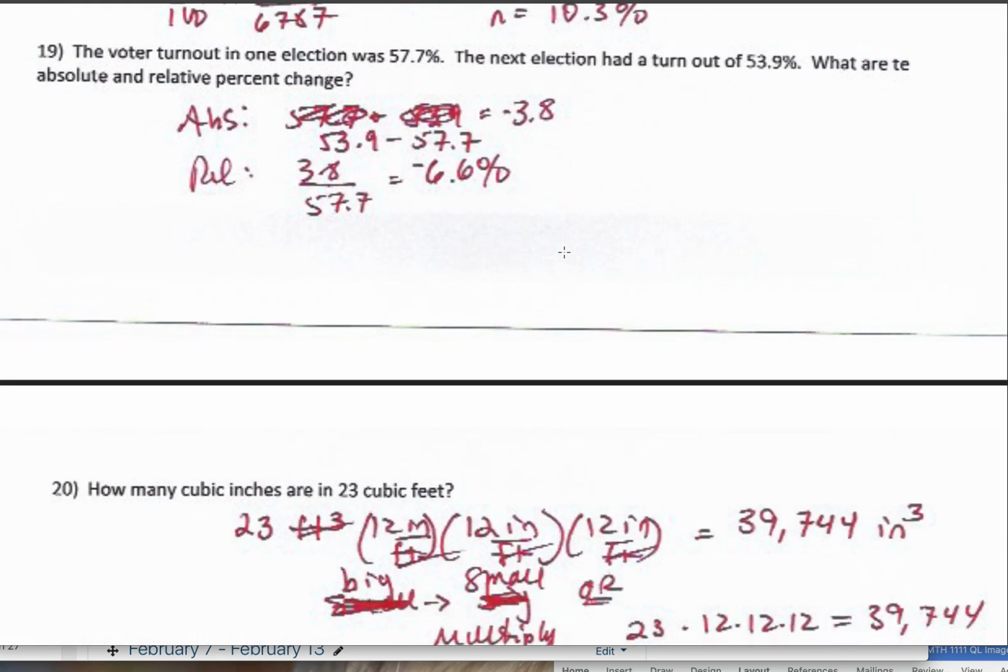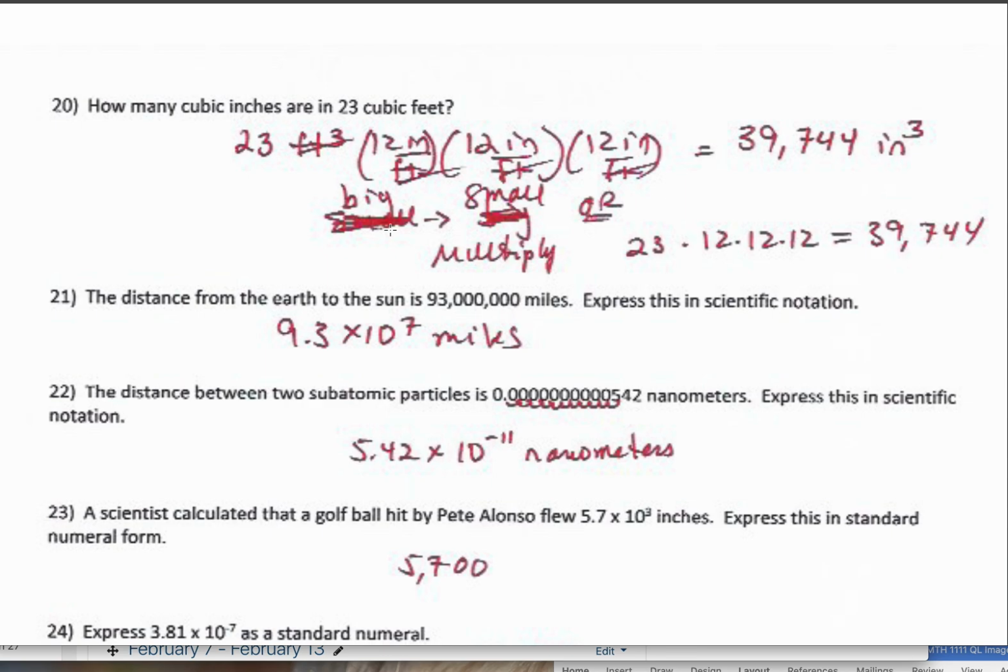Number 19, voter turnout in one election was 57.7%. The next election had 53.9%. What are the absolute and relative changes? Well, the absolute is 53.9 minus 57.7, so you went down 3.8 as a whole, so it's minus 3.8, and the relative is that 3.8, should be negative there, divided by 57.7, which was the original amount, which is negative 6.6, okay?